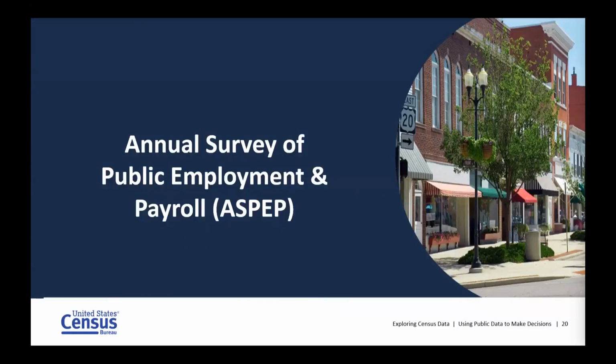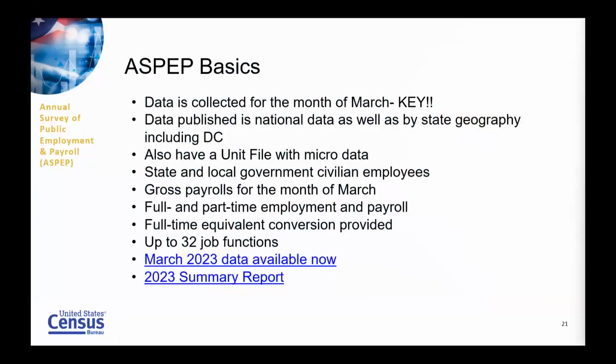This is a third, but not the final component of the Census of Governments, the annual survey of public employment and payroll. The key information to remember when you're looking at ASPEP data is that they publish data for the month of March. This is key. The other surveys are on an annual basis, but ASPEP is for March. They publish national level data as well as by state, and they include state and local civilian employees. Like the finance surveys, they also have a unit file with finer geographies. The variables that they collect are full-time and part-time employment and payroll.